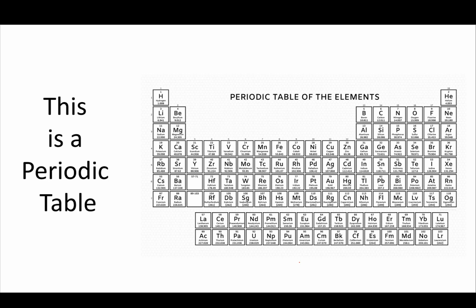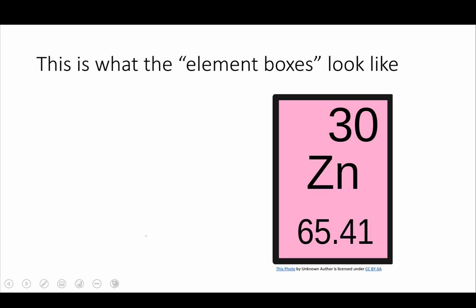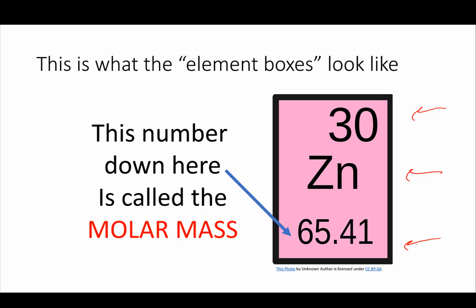This is a periodic table. I hope you've seen one before. This is what the element boxes look like. They have an atomic number, an element symbol, and a molar mass. The number down at the bottom is called the molar mass of the chemical, and it tells you how heavy 1 mole of that atom would be.